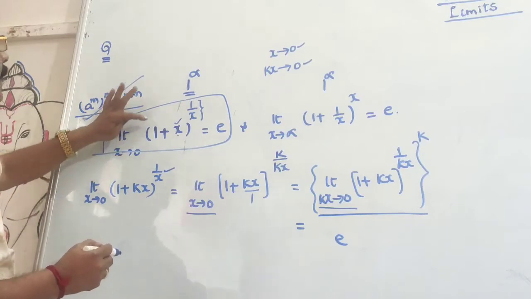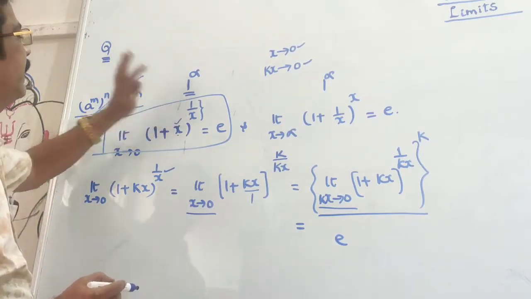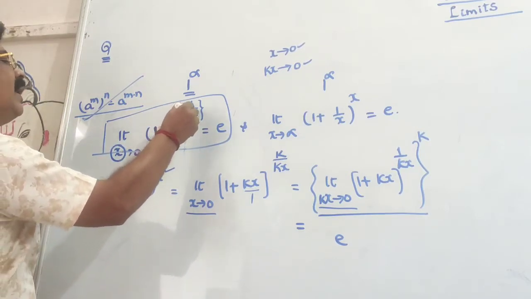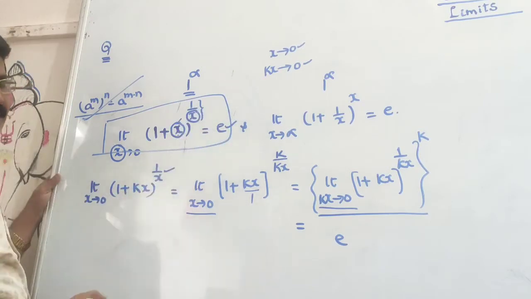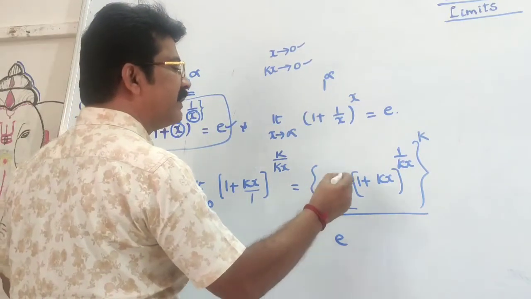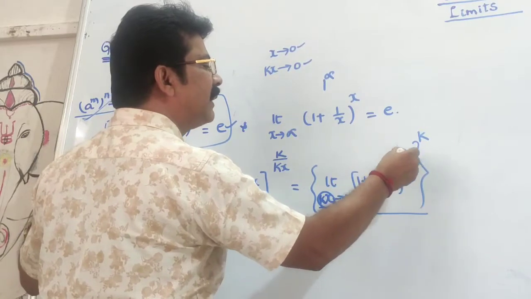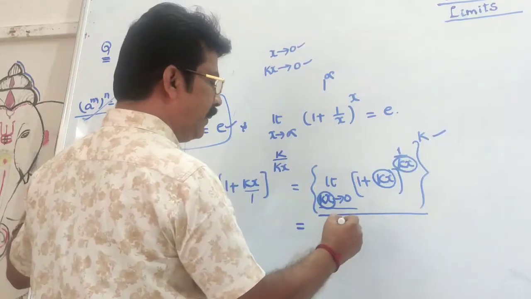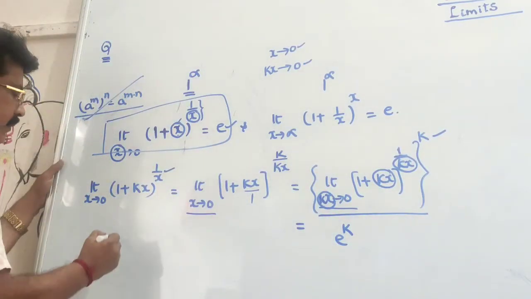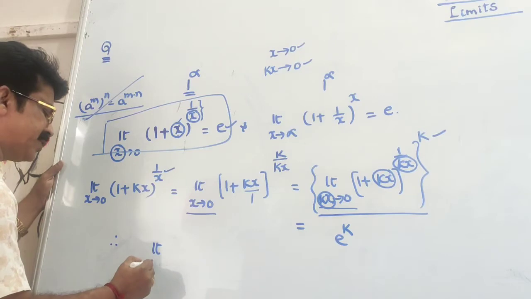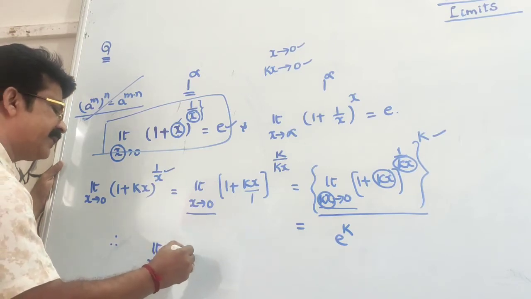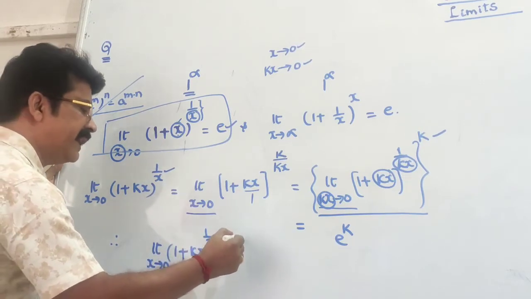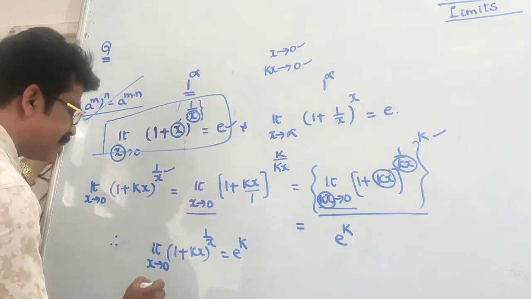Limit x tends to 0, (1 + x) whole power 1 by x is e. It is the same form, with something in place of x, and in such a case it is e. So here it is kx, and it is e, and next whole power k. Therefore, limit x tends to 0, (1 + kx) whole to the power of 1 by x equals simply e power k.